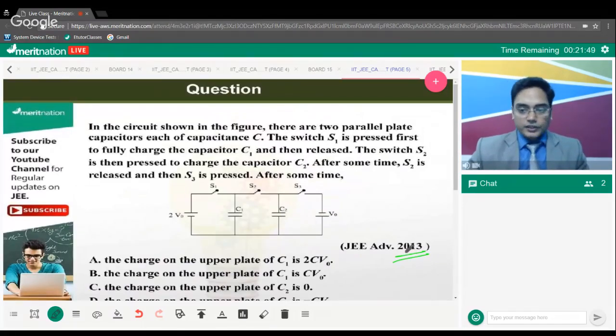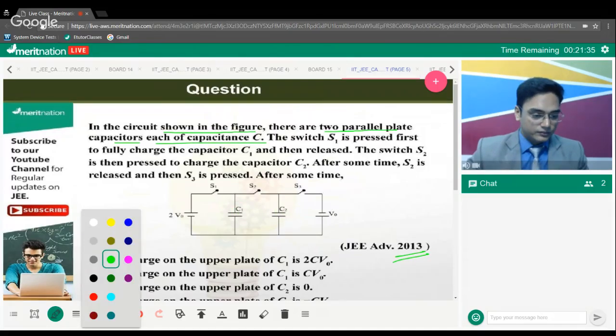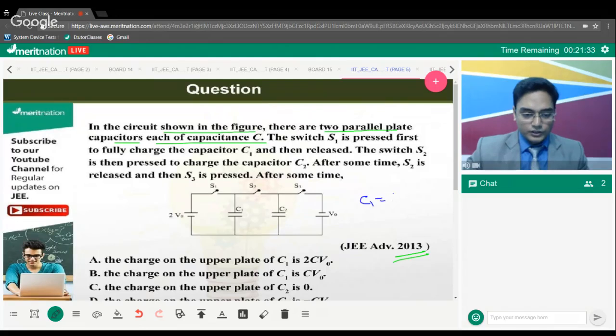In this question, it is given that in the circuit shown in the figure, there are two parallel plate capacitors, each of capacitance C. It means C1 is equal to C2 and its value is C. The switch S1 is pressed first to fully charge the capacitor C1. Initially S1 is connected and then released.